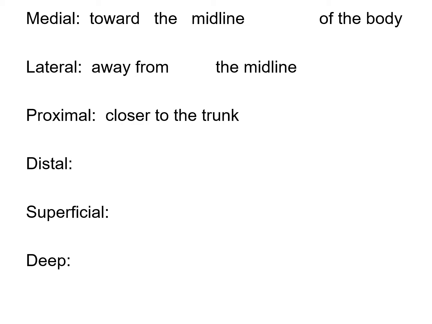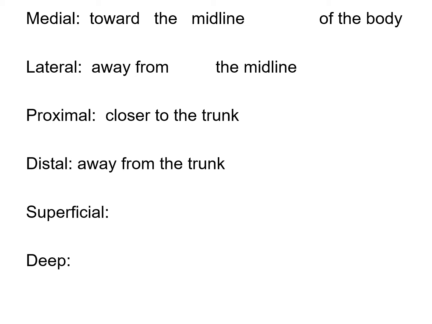Something is proximal if it's closer to the trunk of the body. So your pelvis is proximal to your knee. Your pelvis is actually part of the trunk, so it's closer to the trunk than your knees. The opposite of this is distal. It's further away from the trunk.